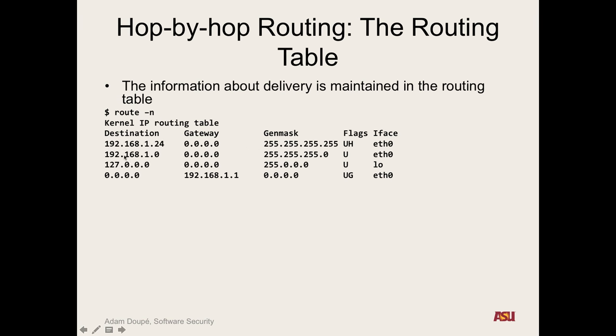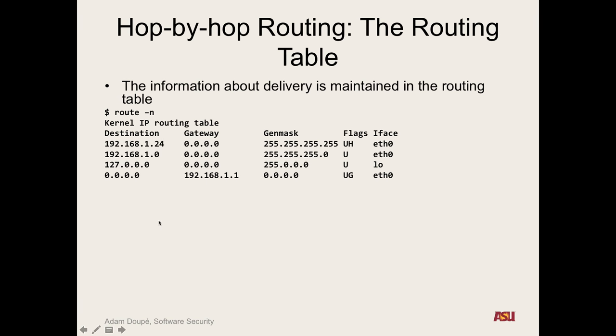This line basically says anything destined for 192.168.1.0. So what's the dot zero? Can we have a zero in our IP addresses? Yeah, with the genmask, the subnet mask, we can see that this means any packet that is destined for any host in 192.168.1, that has this as the prefix, then I know I can send it out on Ethernet 0. What does the gateway as 0 mean? As all zeros? No, it means no gateway. I don't actually need a gateway here because it's on my local Ethernet, in my subnet. So I don't need to use a gateway at all, and I know to send it out on Ethernet 0.